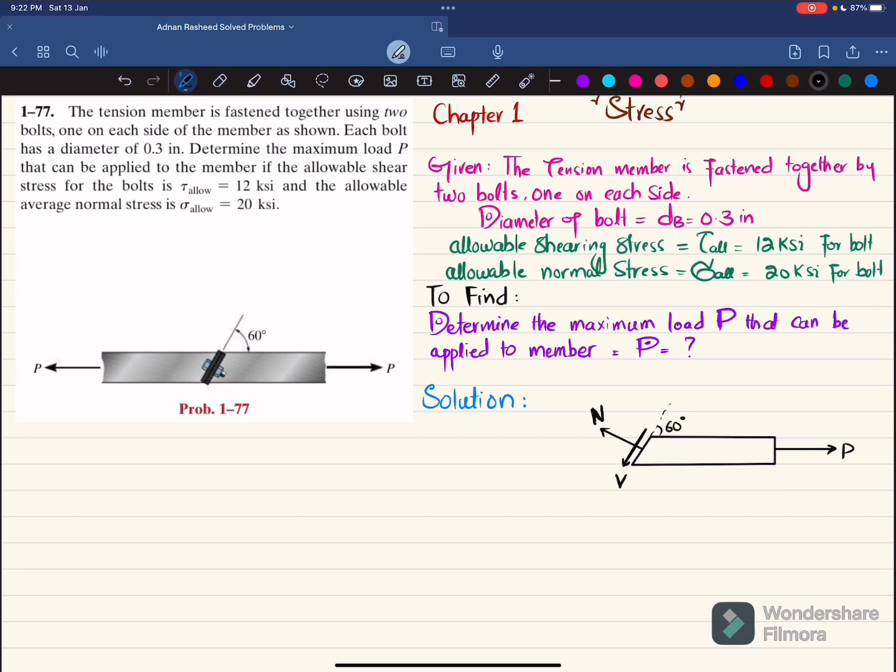So we'll find this normal force and V in this member, because you can see that this shear force will tend to shear this bolt and this normal force will cause tension in this bolt. So based on these two criteria, we'll find the maximum load that can be applied on P. So we will find N and V by using equations of equilibrium.